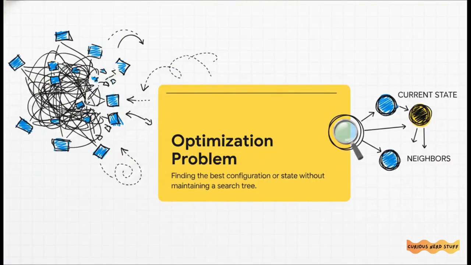And that perfectly sets up a core definition we need to establish. An optimization problem is essentially a scenario where the goal is simply to find the best possible configuration, what we typically call a state, without maintaining a complex search tree. Now, what does that actually mean?